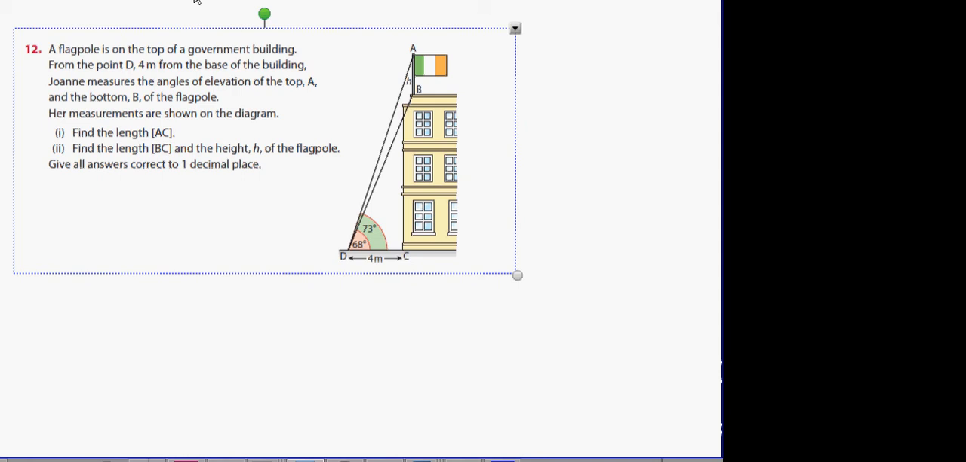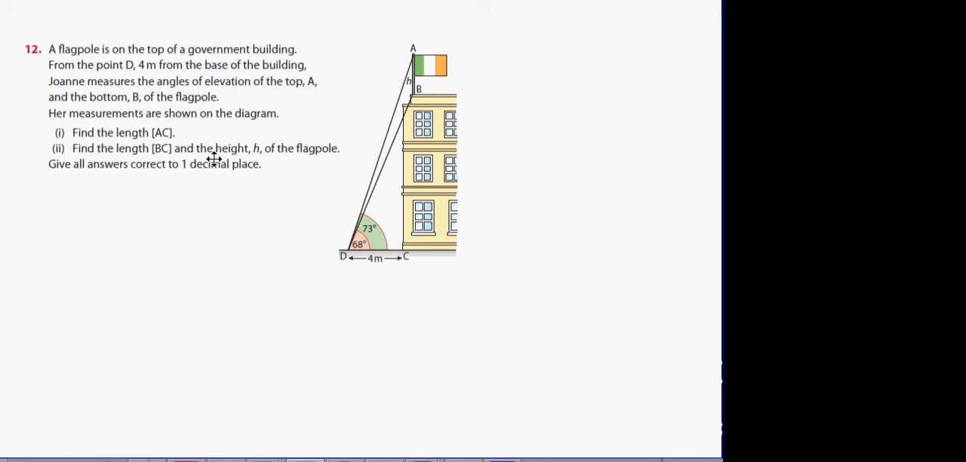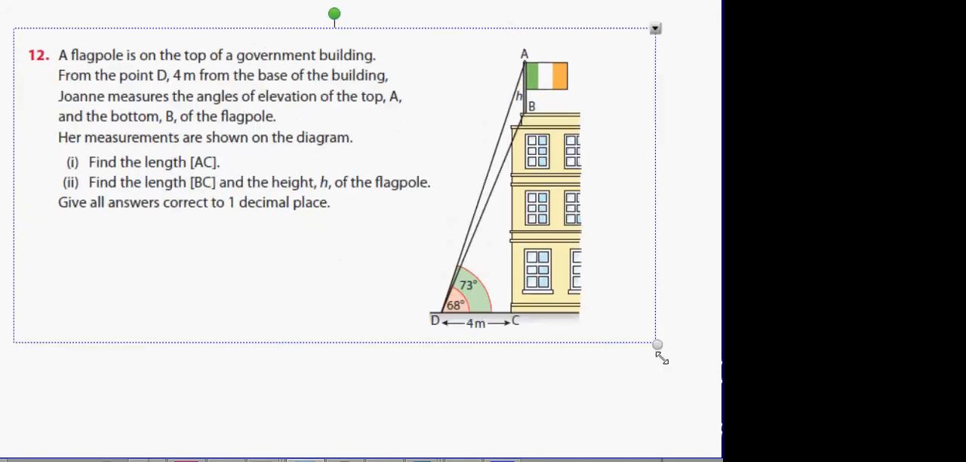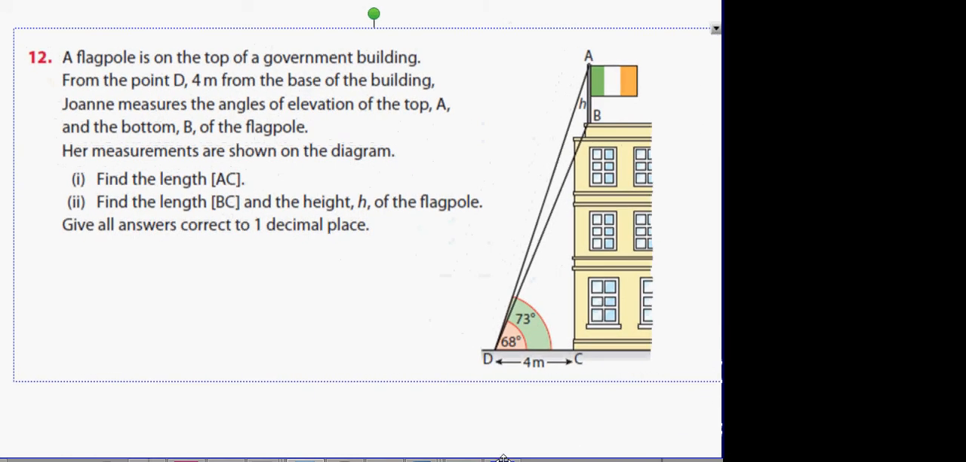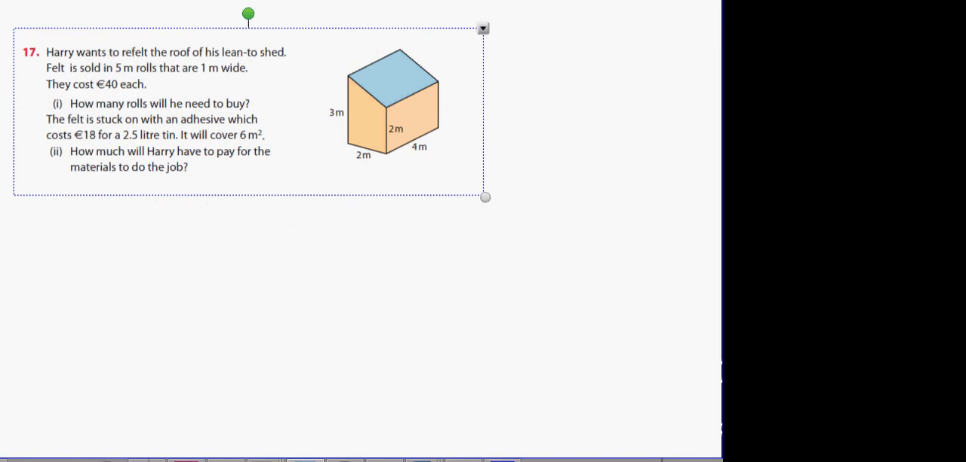Number 12. Harry wants to refelt the roof of his lean-to shed. Felt is sold in 5 meter rolls that are 1 meter wide. They cost €40 each. How many rolls will you need to buy?